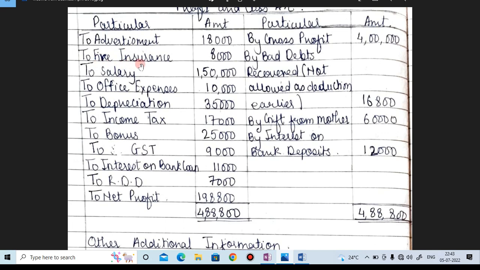Next is fire insurance 8,000. This is related to business. After fire insurance is salary. Salary is 1,50,000. Now this salary is related to business. Okay, giving the salary to the workers, the employees who are working in the business. So this salary is paid to them.